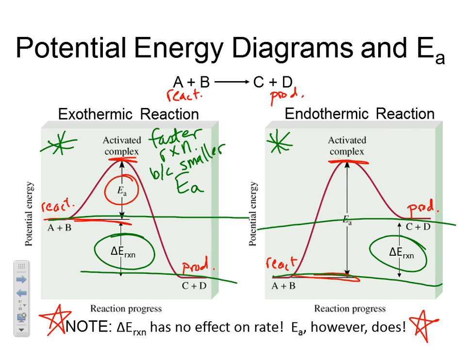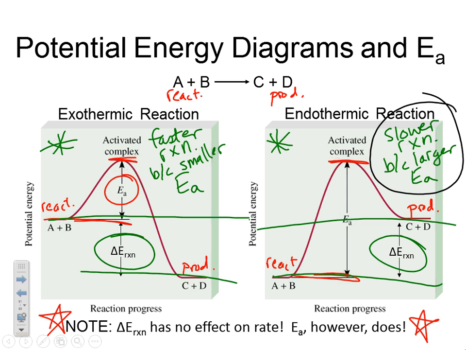And this is a slower reaction. Again, it's not slower because it's endothermic. That is not at all why. That is not the explanation. It's a slower reaction because it has a larger activation energy. More energy is required to start that particular reaction. So the idea is that if we have a larger activation energy as represented on a potential energy diagram, then we have a slower reaction.